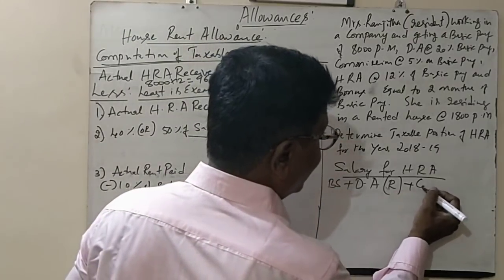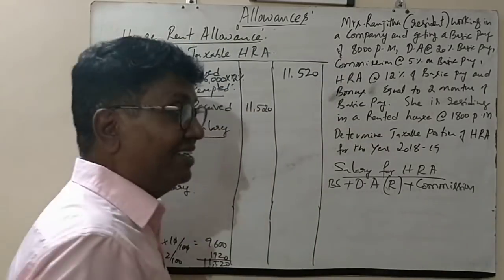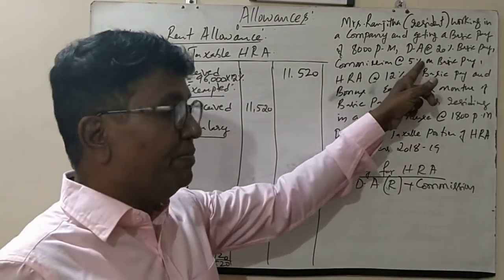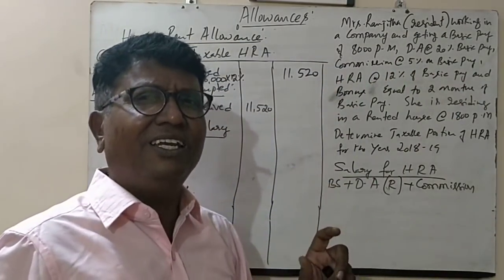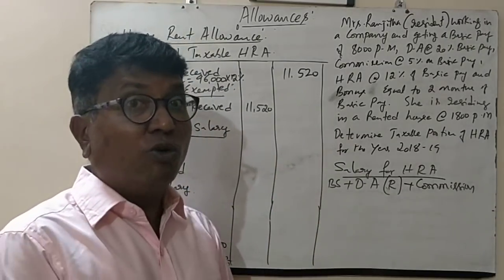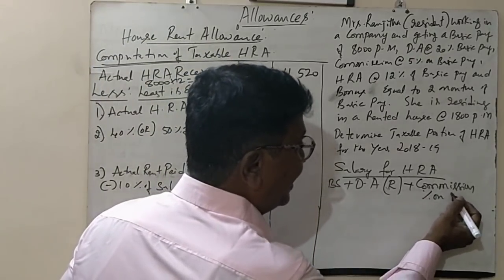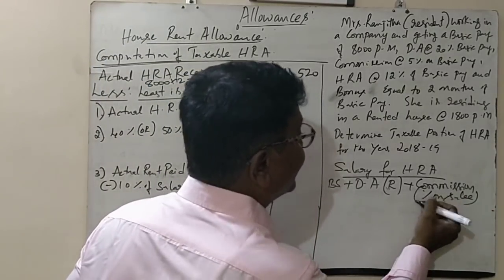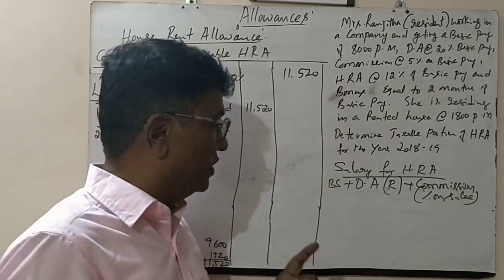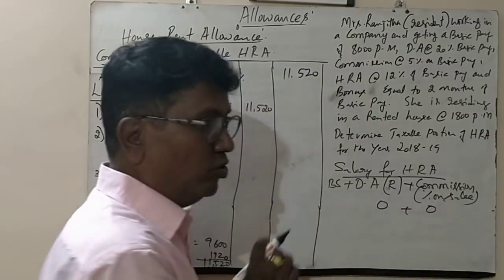Next is the commission. What type of commission do we have to consider? See here, commission is 5% on basic pay. Whether he does sales or not, he will get commission. We don't want such commission to be taken here. It should be on sales. Here the sales amount is not given. So DA is zero and commission is also zero.